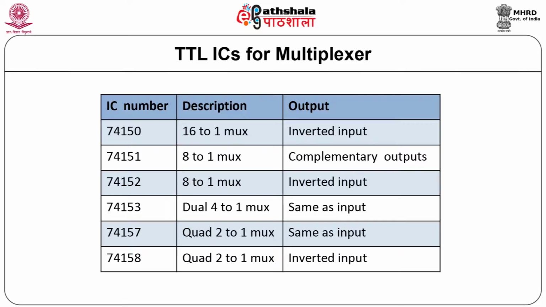IC 74151 is 8 to 1 multiplexer in a single chip, which provides complementary outputs. IC 74152 is 8 to 1 multiplexer wherein the outputs are inverted inputs. IC 74153 contains 2 multiplexers, dual 4 to 1 multiplexer. The output is in the same format as input. So, if it is uncomplemented, the output will be uncomplemented. IC 74157 contains quad, that is 4, 2 to 1 multiplexers in a single chip and the outputs are same as input. Whereas, IC 74158 is quad 2 to 1 multiplexer, the only change is the outputs are inverted inputs.